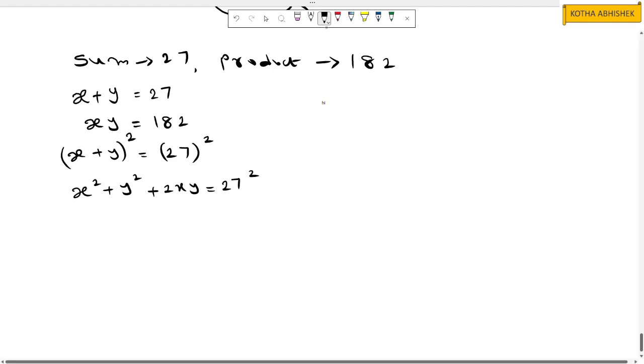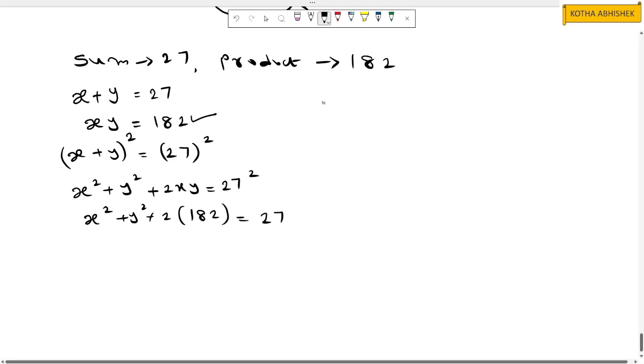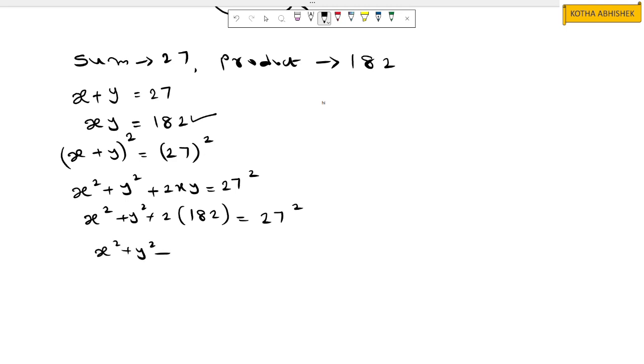x square plus y square value as it is, x square plus y square plus 2 into xy value is given as 182, right? So this xy we are replacing with 182, which is equals 27 square. Now here x square plus y square as it is, plus 2 into 182, that is 364, which is equals 27 square.